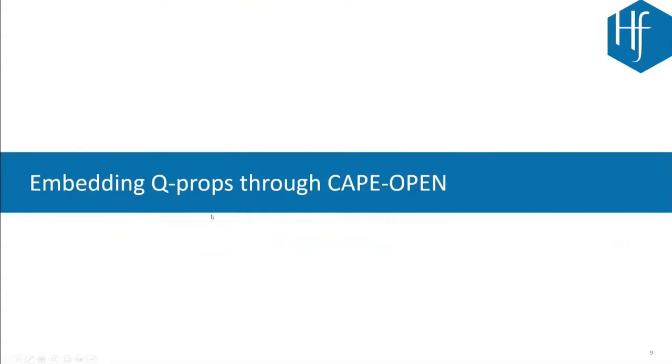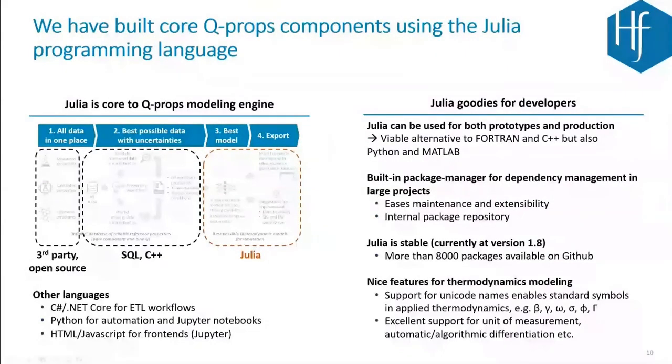Then I'll talk a bit about how we are embedding QProps through CAPE-OPEN. There's a bit of an extra challenge because what we actually did was to build the entire core of QProps that's capable of performing flash operations, the implementation of thermodynamic models and so on. That's done in Julia, which is a viable alternative to Fortran and C++ due to its high speeds.